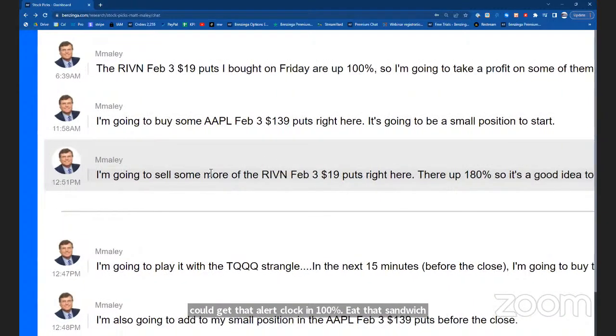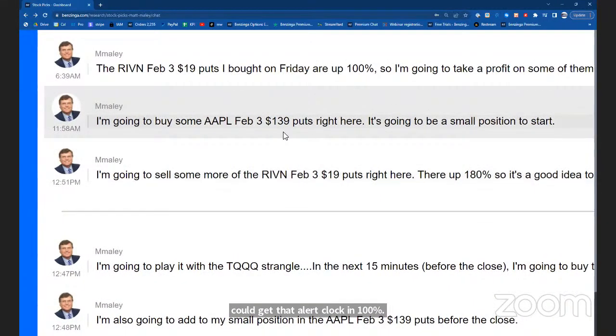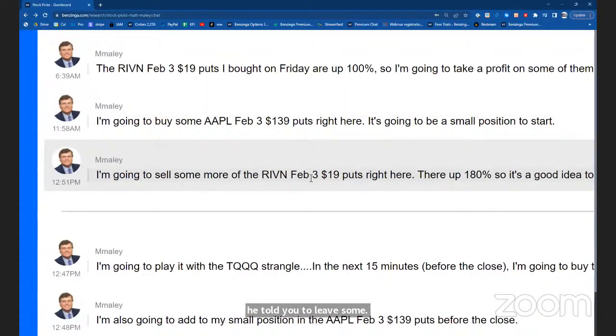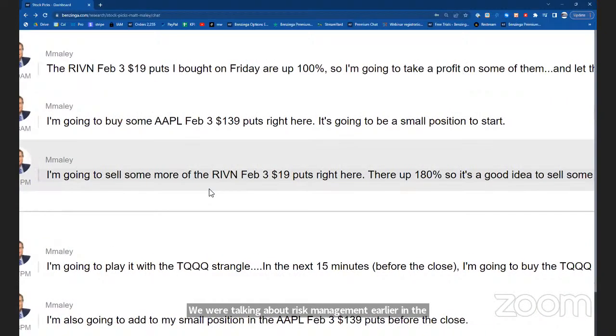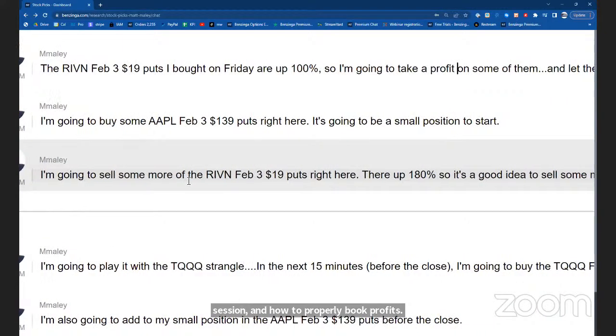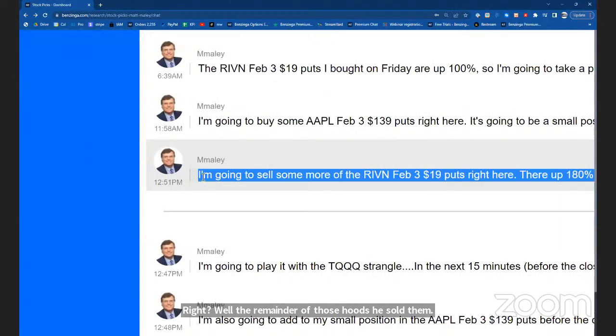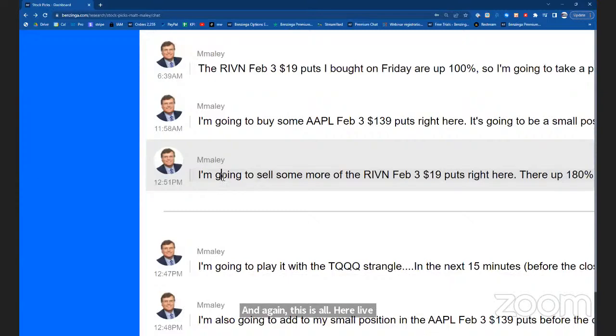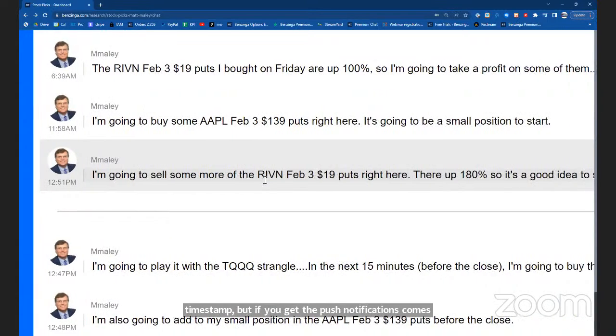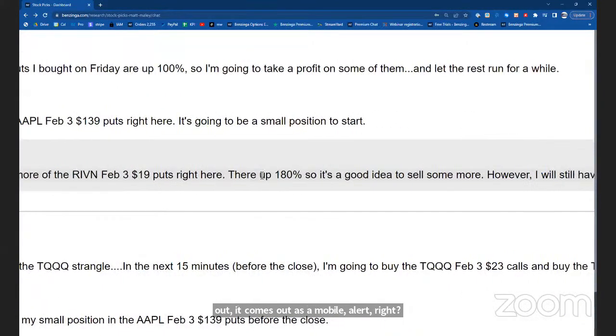Then below, remember he told you to leave some. We were talking about risk management earlier in the session and how to properly book profits, right? Well, the remainder of those puts, he sold them. And again, this is all here live, posted with a timestamp. But if you get the push notifications, it comes out as a mobile alert. So Rivian puts $19, 180%.